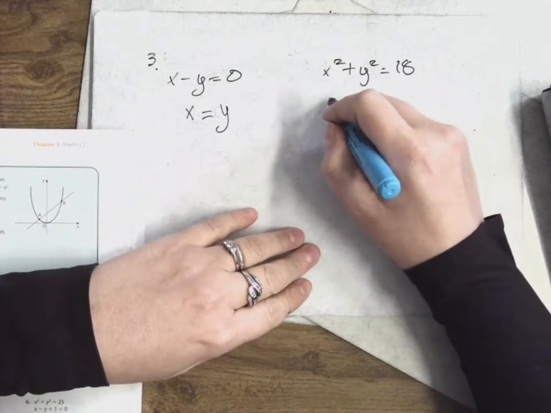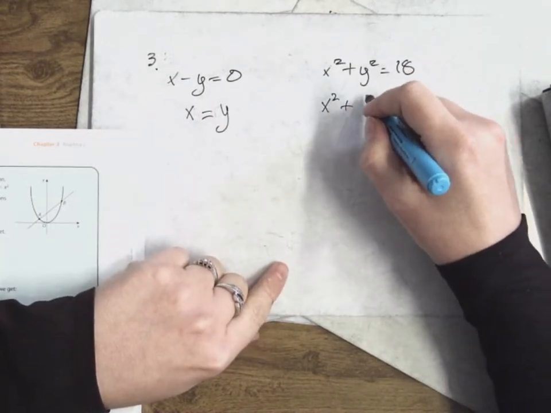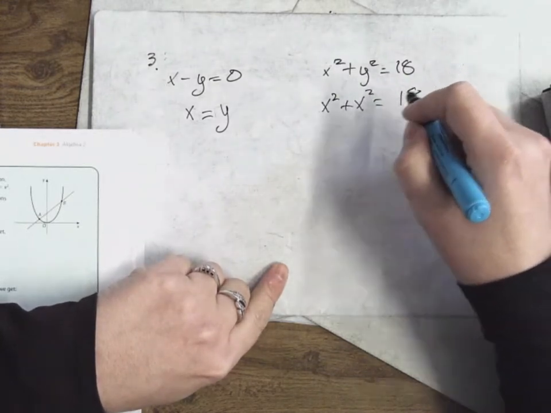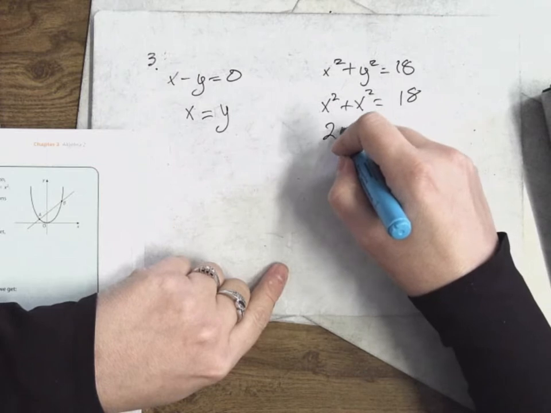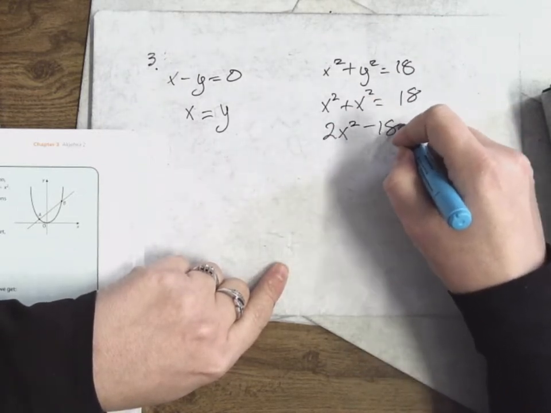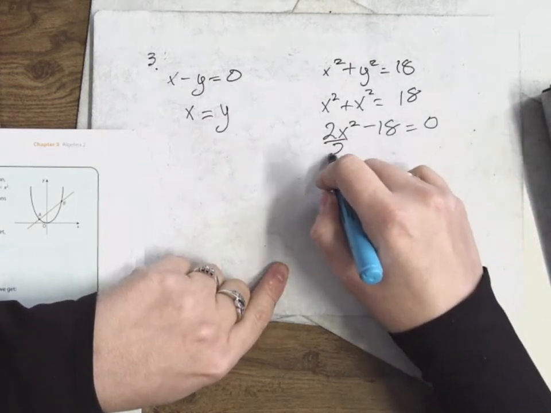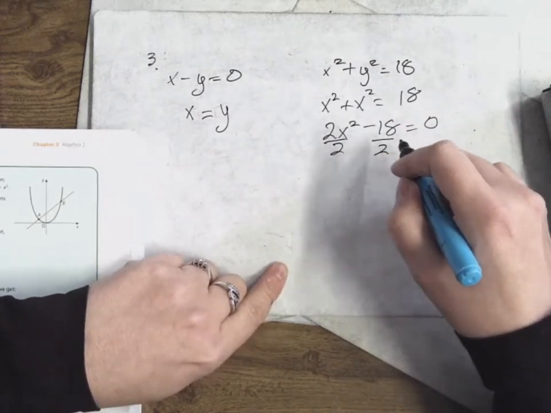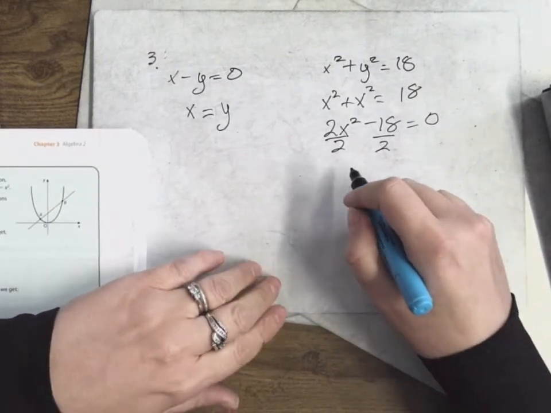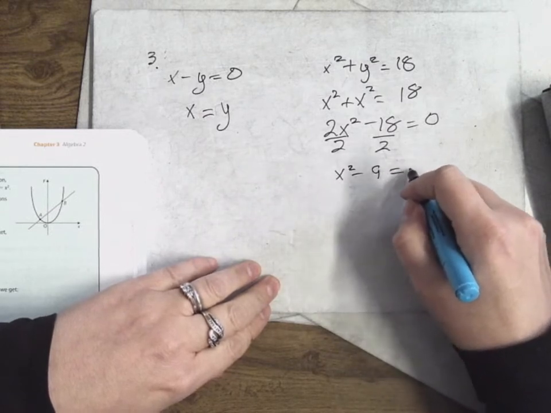Y. So you go x squared. So y is the same as x. So instead of that y, I'm writing x squared as well. Right? So that's 2x squared. I'll bring over the 18. Minus 18 equals 0. Right? Everything divides by 2. Right? Which you have to do because you won't recognize what it is unless you divide everything by 2. So you get x squared minus 9 equals 0.